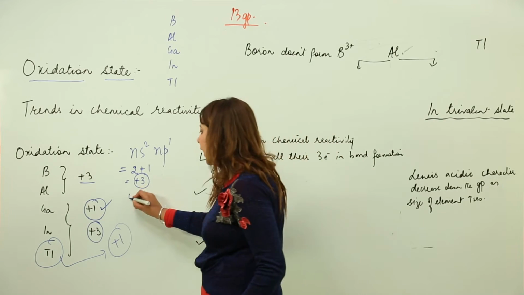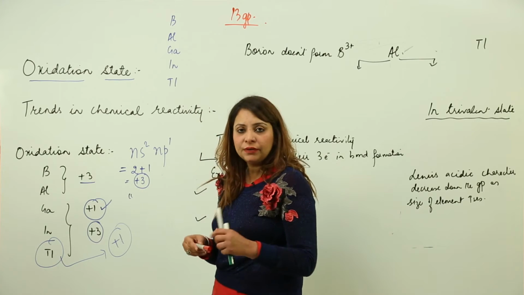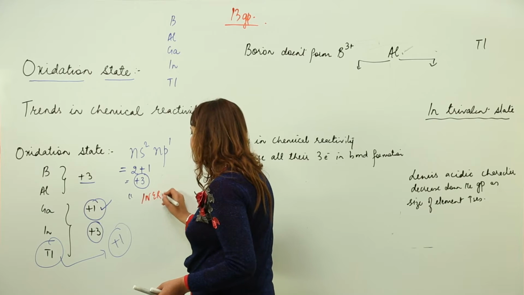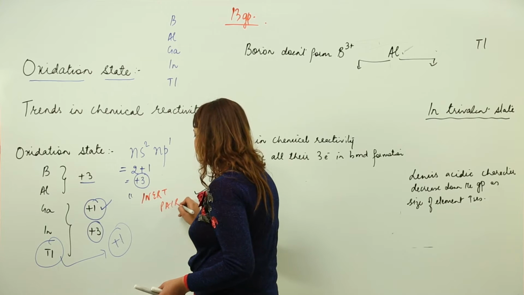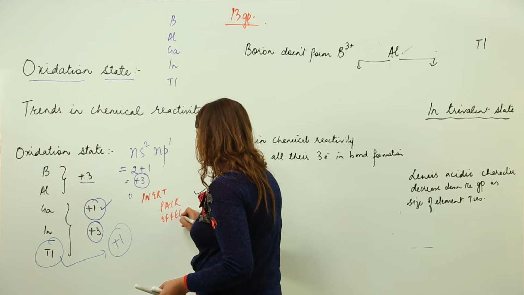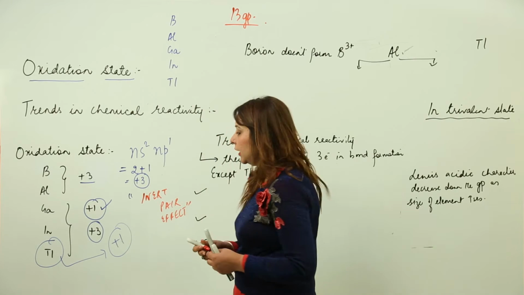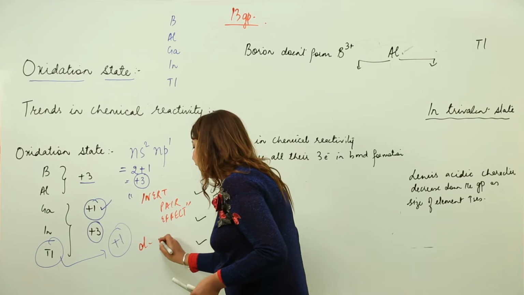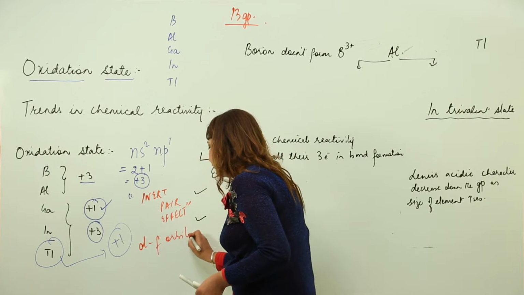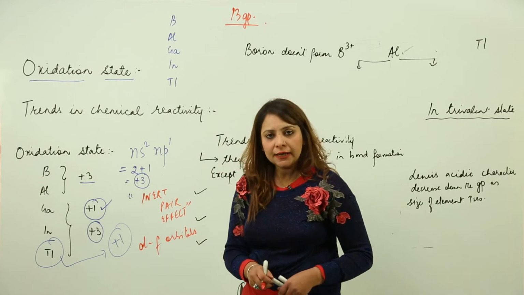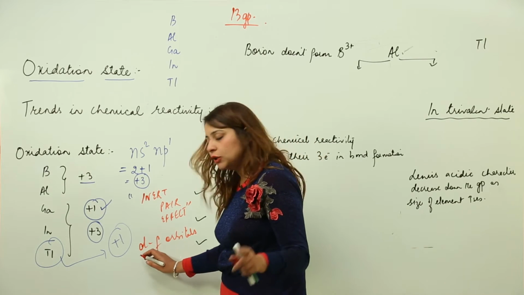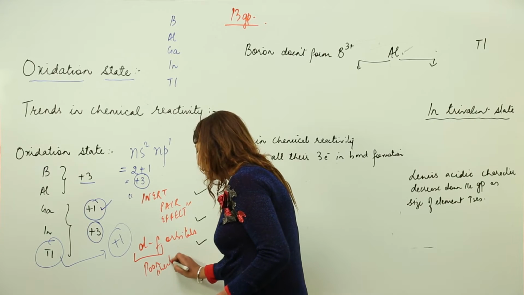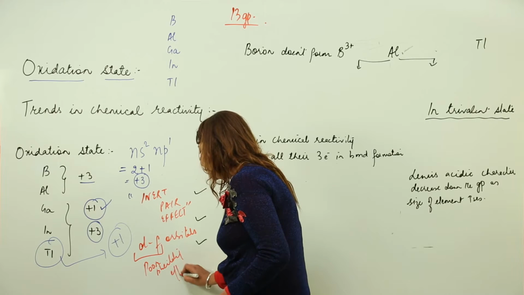And what is the reason behind this? We have already discussed it when we were discussing the general properties of p block, that is the inert pair effect. I'll just recall it in a short span, because we have already done this. What happens as we move down, we know that filling of d and f orbitals is taking place. Due to which we also know that they show poor shielding effect.